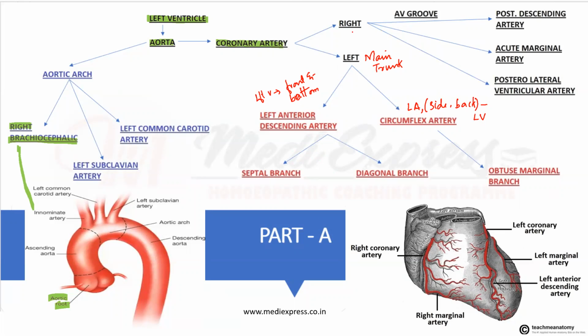Now coming to the right coronary artery. Now remember, the right coronary artery enters into the atrioventricular groove and it gives three branches. That is the posterior descending artery, acute marginal artery or right marginal artery, and then the posterior lateroventricular artery. Now remember, the main portion of the right coronary artery provides blood to the right side of the heart.